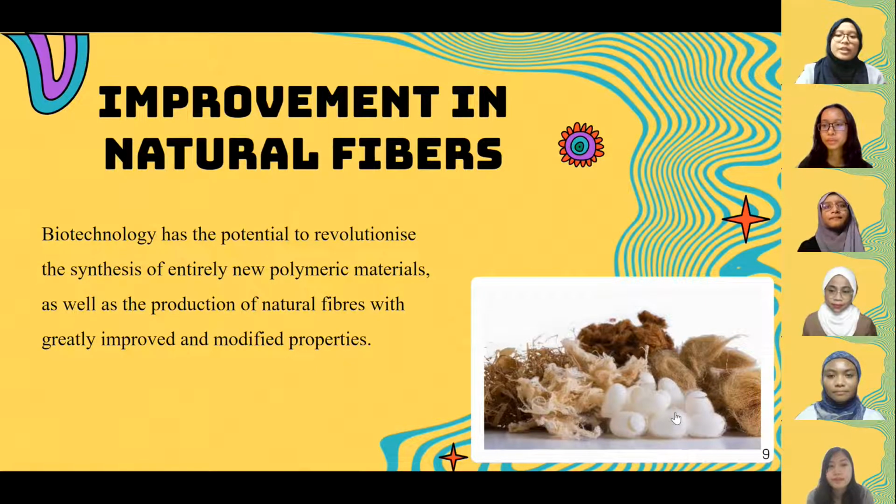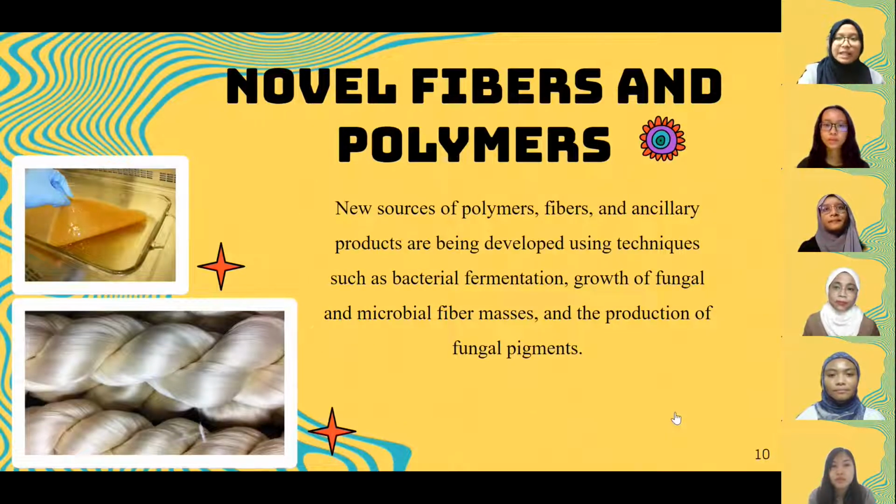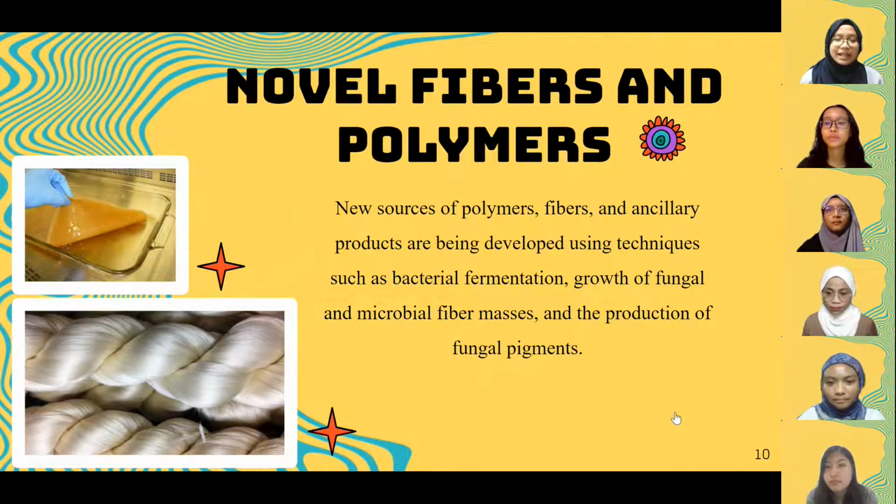Other than that, new sources of polymers, fibers, and ancillary products are being developed using techniques like bacterial fermentation, growth of fungal and microbial fibromasses, and production of fungal pigments. Bacterial cellulose, bacterial polyester, and spider silk are several new sources that can replace existing fibers.